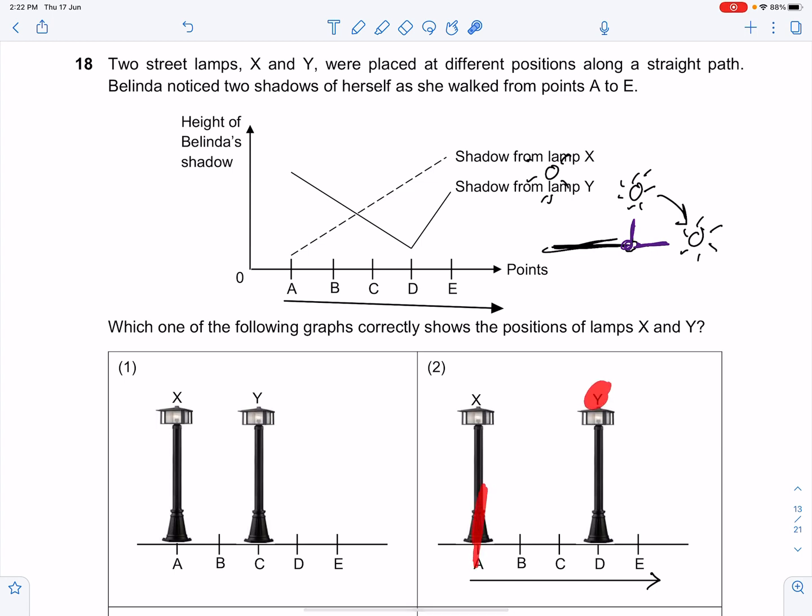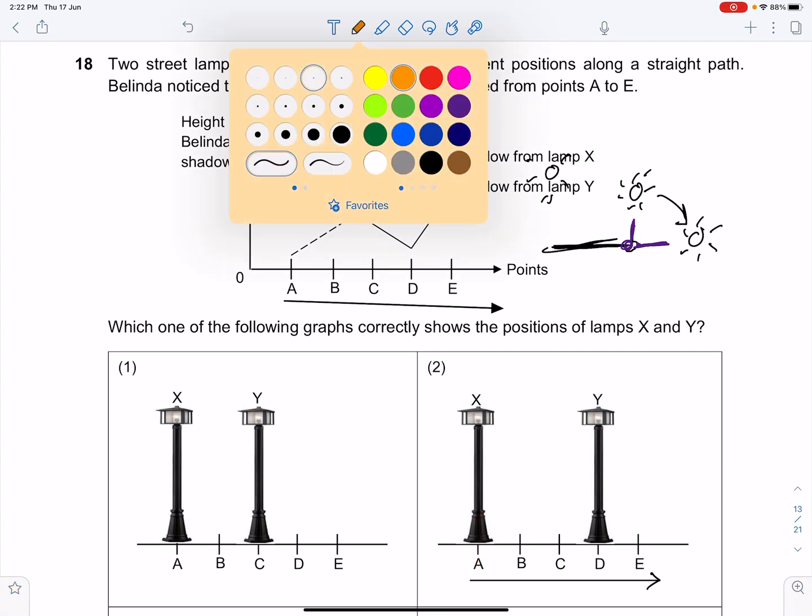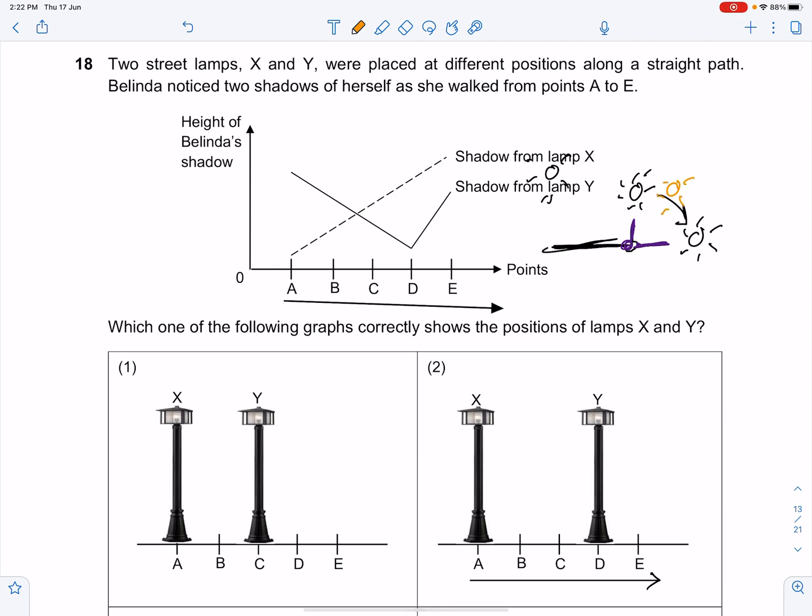So it's as if the sun was actually somewhere, I'm going to use a different color, maybe orange, here. Right? So her shadow will be slightly longer. Okay? So she's standing here and the sun's position is here. Therefore, her shadow should be slightly longer. But then she walks in this direction, whereby she's getting closer towards the sun. So therefore, her shadow should get shorter and shorter and shorter, right? Which is what is shown over here because it's decreasing.